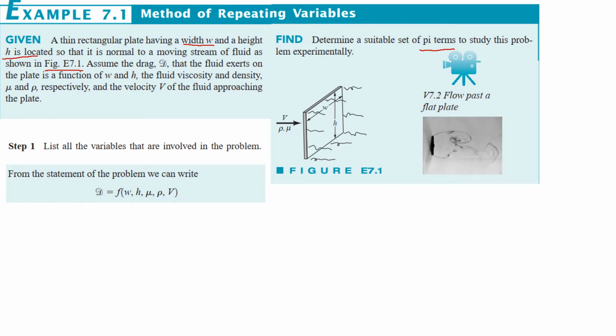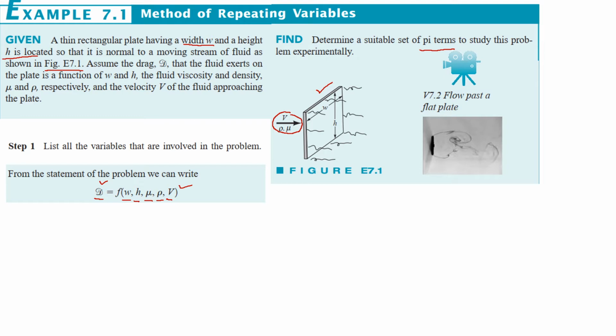The drag force here is the dependent variable, and the width and height of the plate are related to the geometry. These two variables are related to the geometry of the plate, and the viscosity, density, and velocity are related to our fluid that is flowing past this plate. So we have 6 variables. One is the dependent variable, and the other 5 are independent variables. So this was the first step when we start our dimensional analysis.